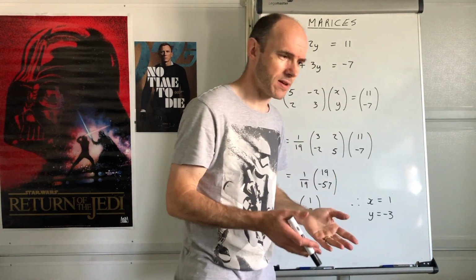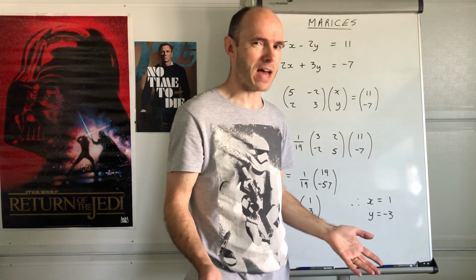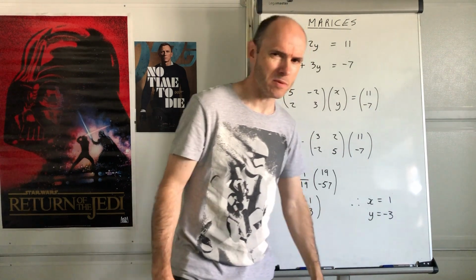So with 3 variables, it's easier. The only thing is you have to find the inverse of a 3 by 3 matrix. That's not easy. Coming right up in the next video.